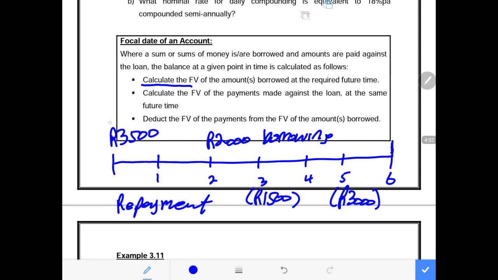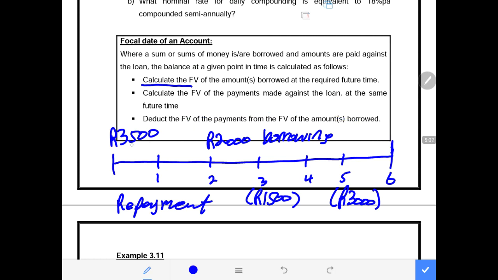Remember, we borrowed 3,000 at the beginning of the year. So now, for us to calculate the future value, we need to know how much is the value of the 3.5 at the end of 6 years, which is our focal date.